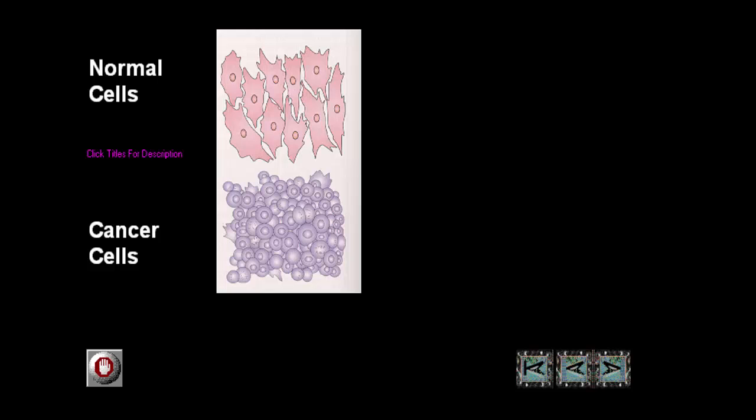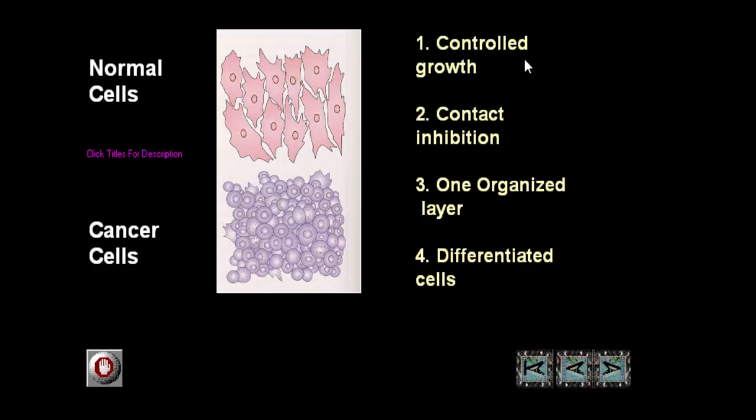So, when you are looking normally at cells, you will see cells that look like these. They are well defined. The nuclei are more or less regular. They are defined by controlled growth. They have something called contact inhibition. When they bump into each other, they say, aha, gone far enough. This is my neighbor. I don't want to invade his territory. That's what you want. They grow in one organized layer, and the cells actually become what they're intended to become.